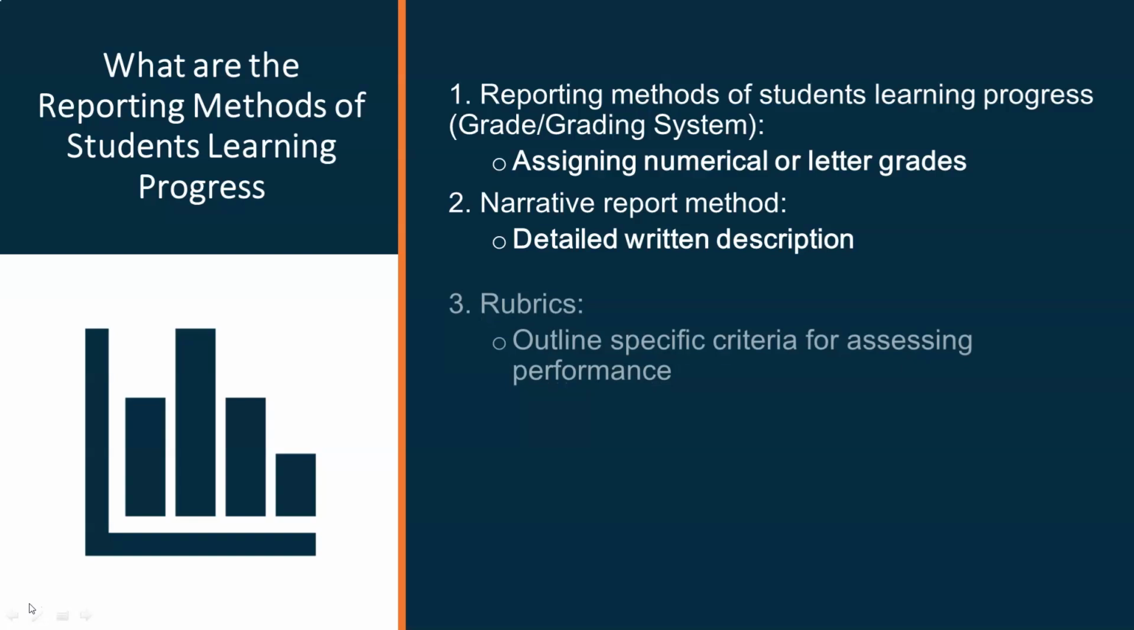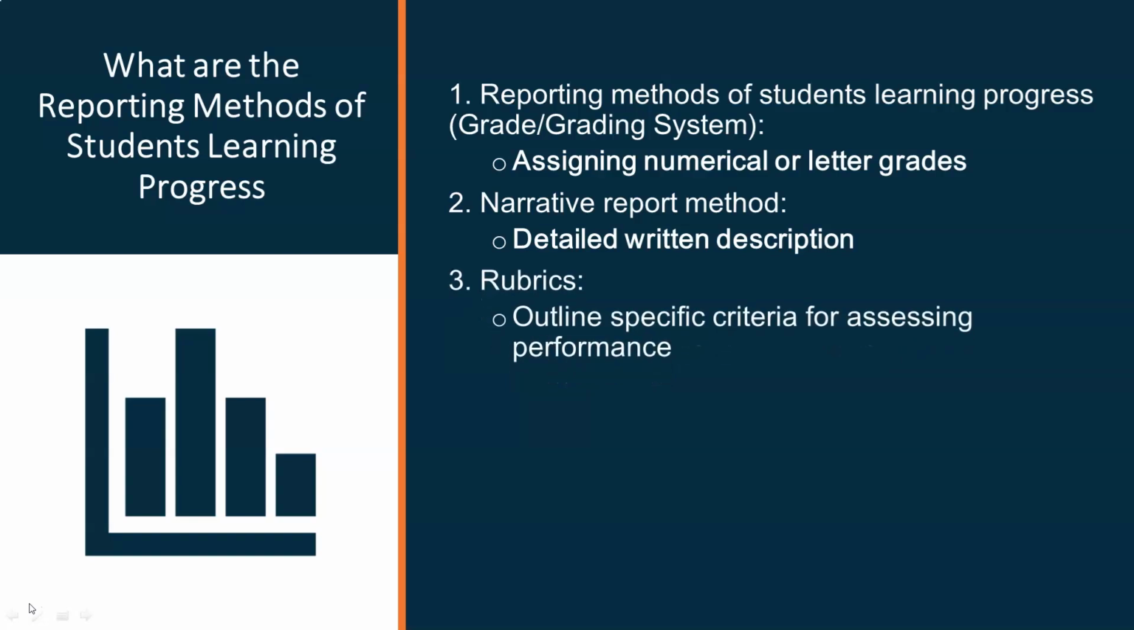3. Rubrics. Rubrics are scoring guides that outline specific criteria for assessing performance. They can offer more detailed feedback and help learners understand their progress in different areas or skills. Rubrics can be effective when well-designed and used consistently, but they require clear and objective criteria to ensure fairness and accuracy, reliability and validity.